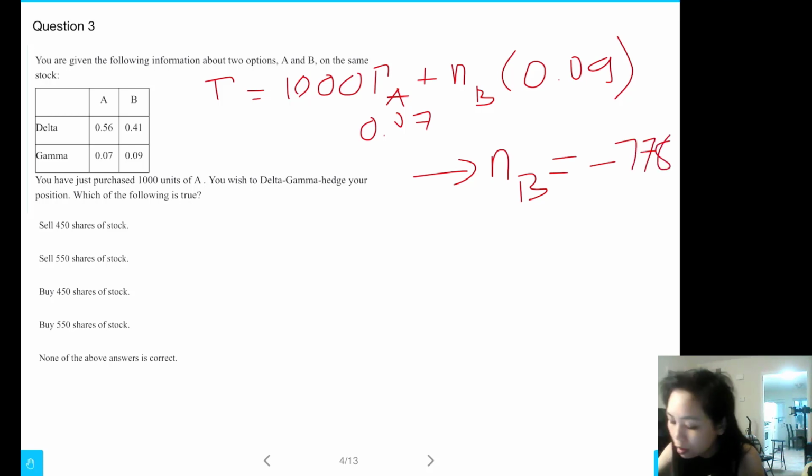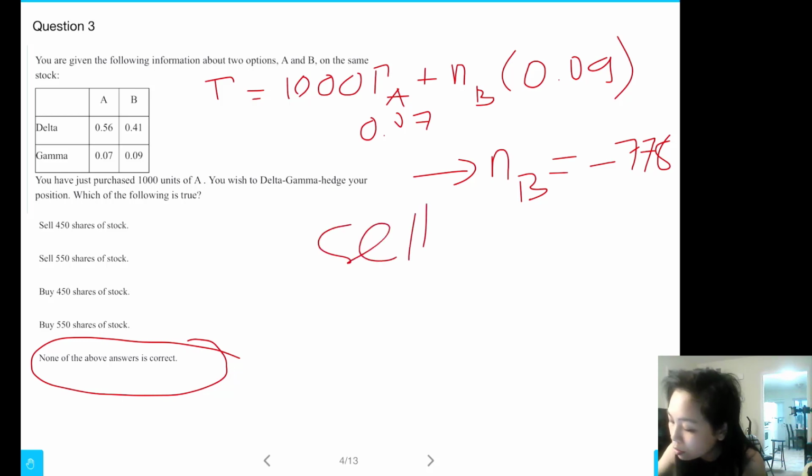Which means that none of the above is correct, because there's no option mentioned with B in here, because we need to sell 778 of B, and we can continue to work on the number of stocks. But here there's no option mentioned in B, so none of the above is correct.